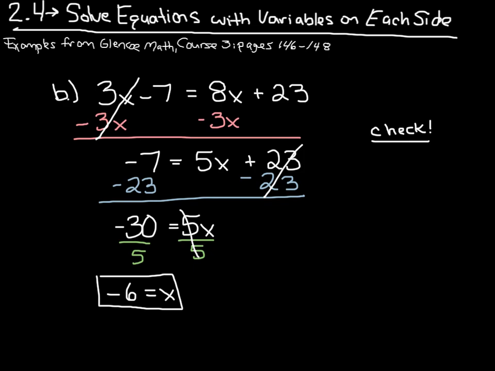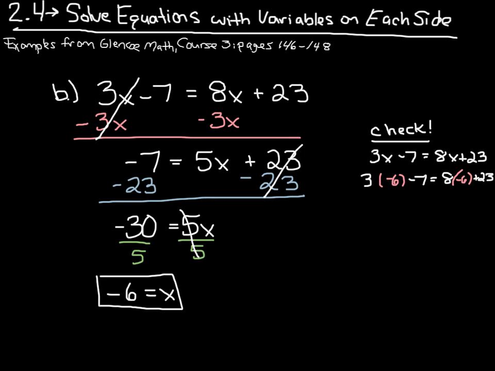Now we do need to check our solution as well. We'll start off by rewriting the original equation, 3x minus 7 equals 8x plus 23. Now if we substitute in that negative 6 into both spots, 3 times negative 6 minus 7 should equal whatever 8 times negative 6 plus 23 is.